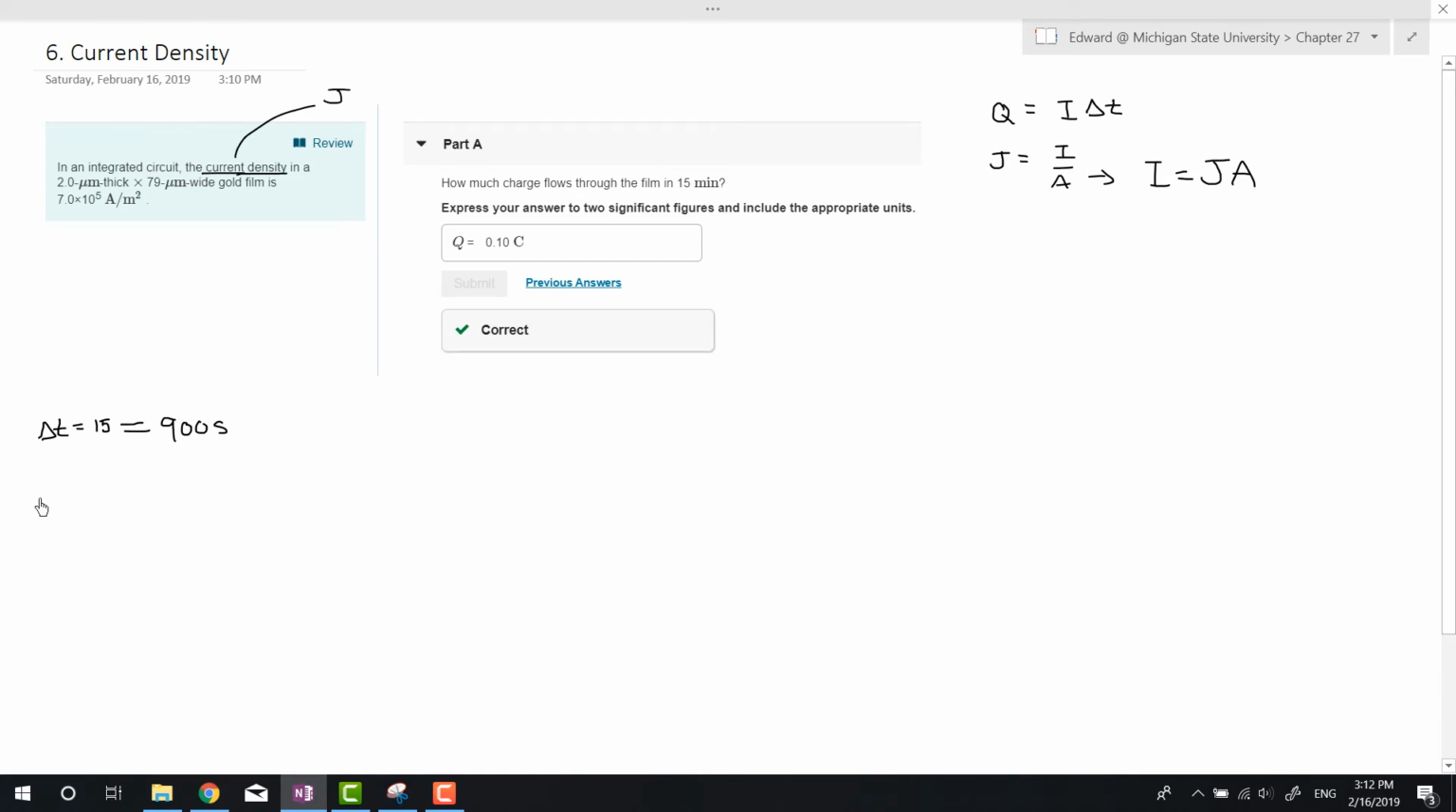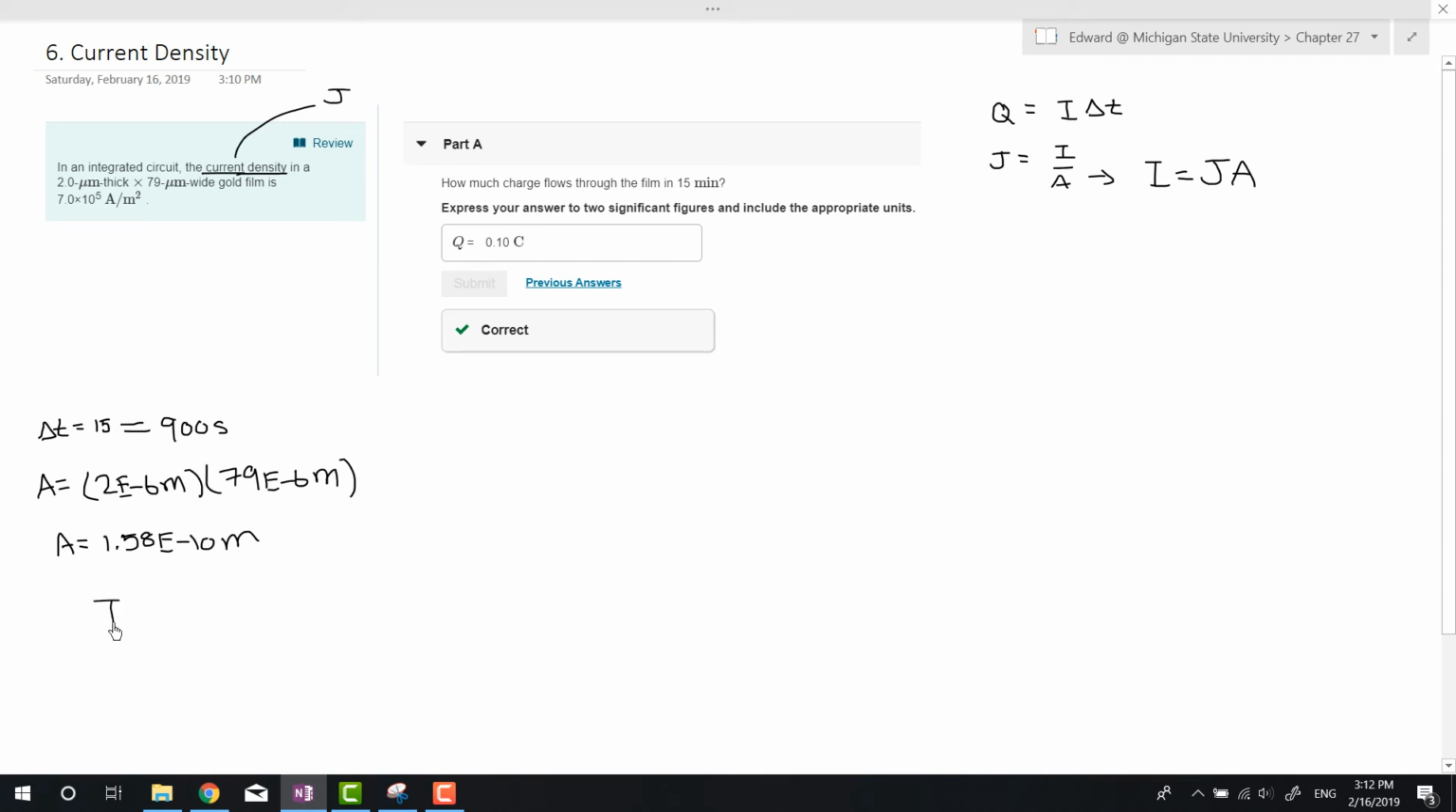So A is just going to be 2e to the minus 6 meters times 79e to the minus 6 meters. Let's type this in the calculator. 2 times 79 e to the minus 12. That's going to give us 1.58e to the minus 10 meters squared.